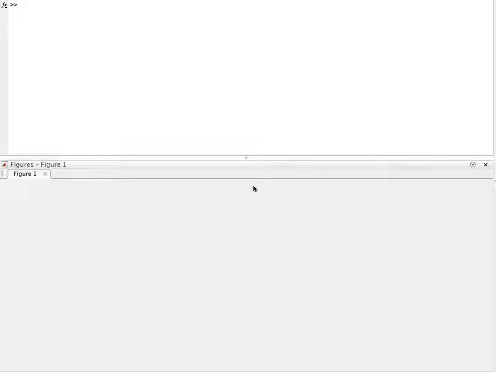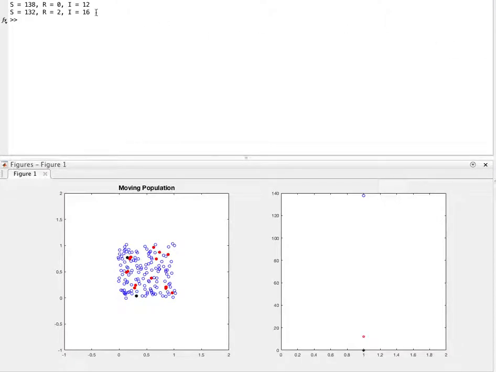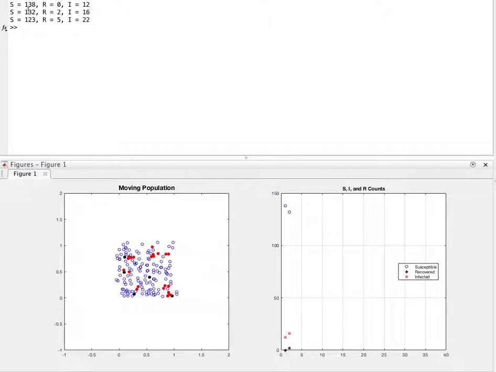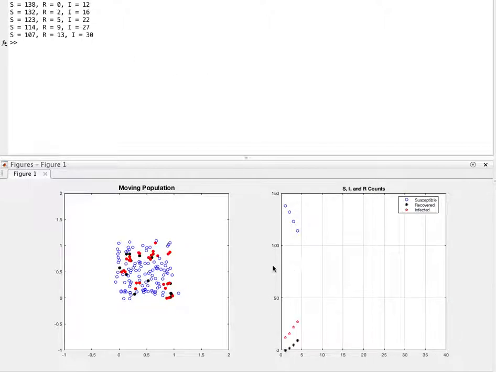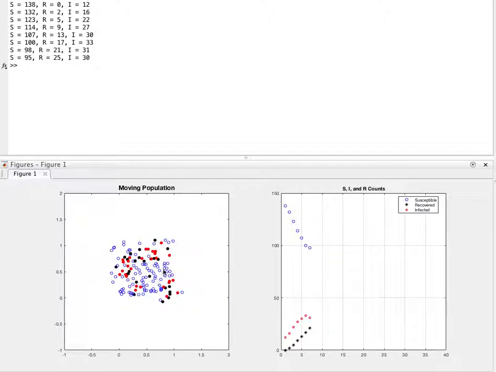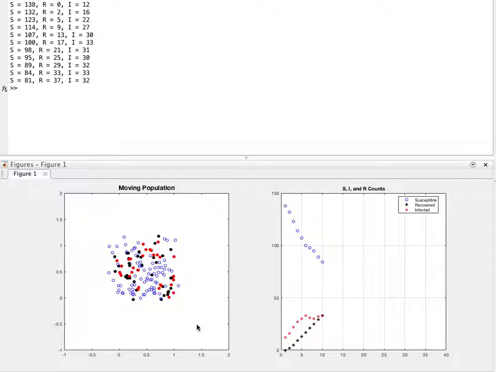In this video, we're going to see a couple of simulations of SIR models. And here's our first one. In this particular case, we started with 12 infected, 138 susceptible. And we can see that as this progresses through, the black here are the recovered, the red are the infected, the blue are the susceptible.